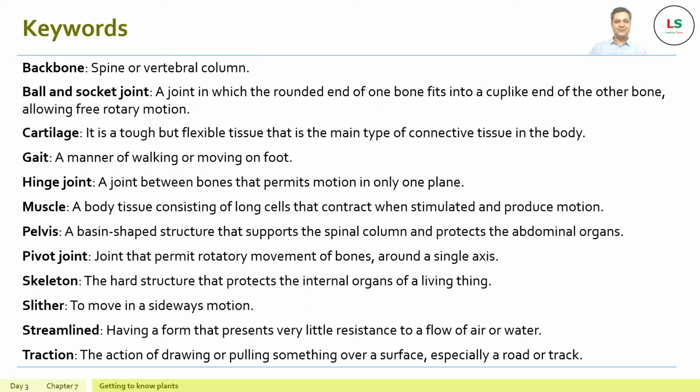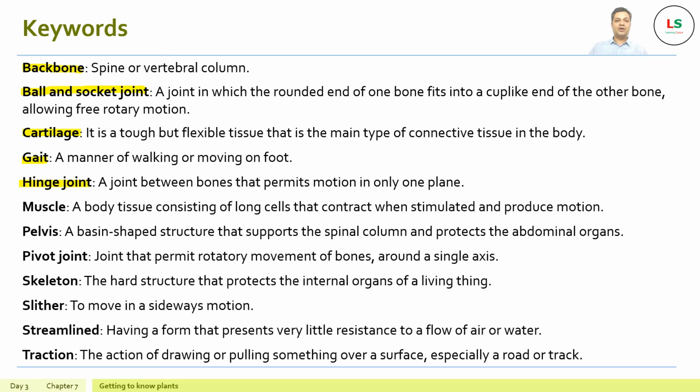Here are keywords from the chapter. Backbone, spine or vertebral column. Ball and socket joint, a joint in which the rounded end of one bone fits into a cup-like end of another bone, allowing free rotary motion. Cartilage, a tough but flexible tissue that is the main type of connective tissue in the body. Gait, a manner of walking or moving on foot.